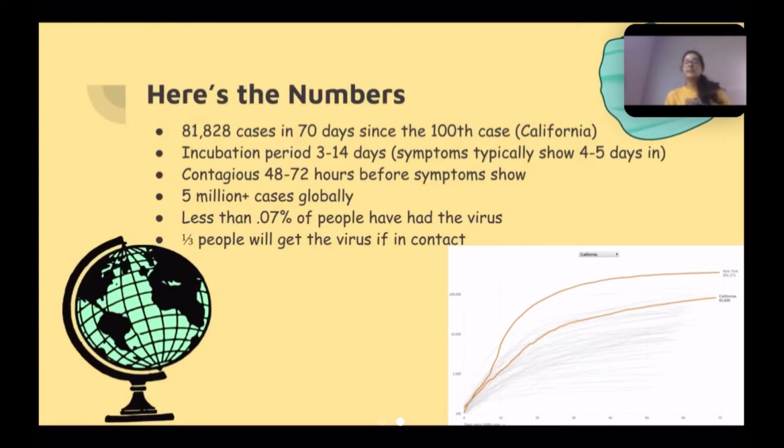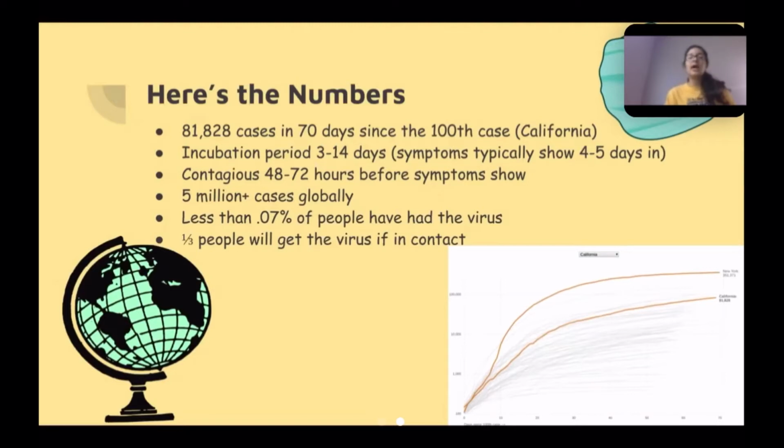in the United States. As Heba said earlier, the incubation period is 3 to 14 days, but the symptoms typically show 4 to 5 days in. This could vary amongst people depending on the severity of the case and if you're asymptomatic or symptomatic, but typically you'll know within 4 to 5 days of contracting the virus if you have it or not. You're considered contagious 48 to 72 hours before the symptoms show. You're contagious throughout the whole time you have the virus, but you're considered most contagious in the beginning stages.